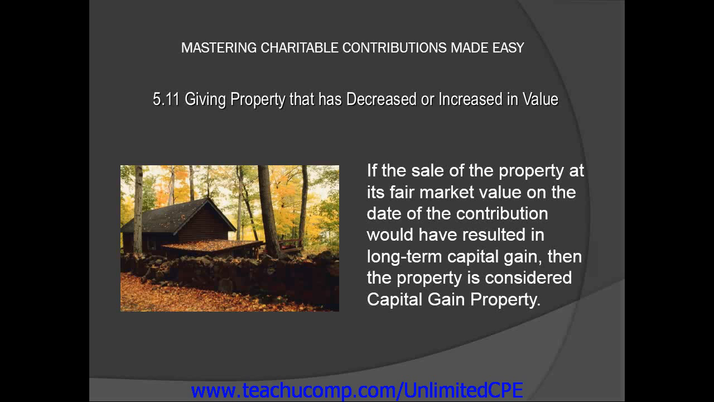Or the property is tangible personal property that has a claimed value of more than $5,000 and is sold, traded, or otherwise disposed of by the qualified organization during the year in which the contribution was made, and the organization has not made the required certification of exempt use.